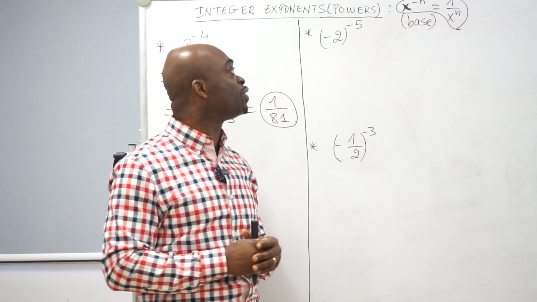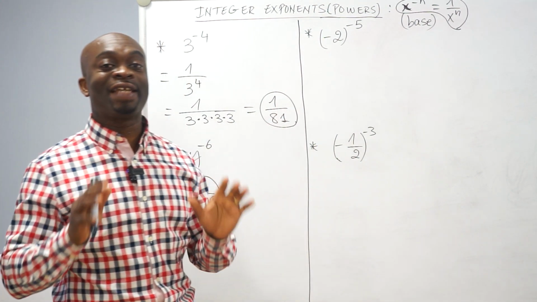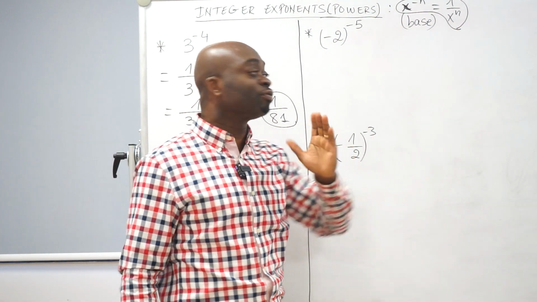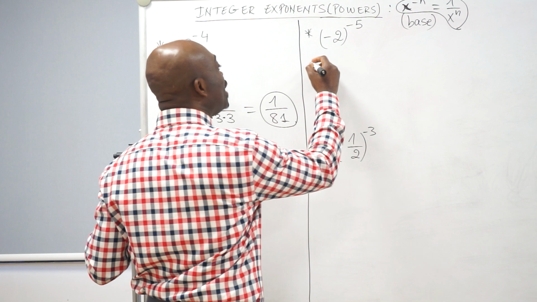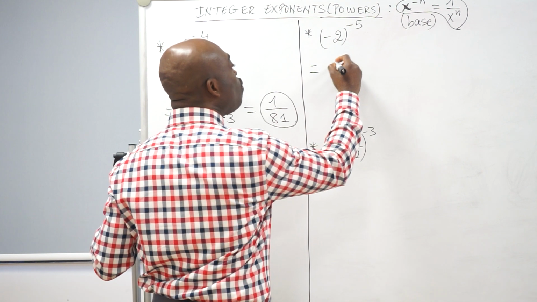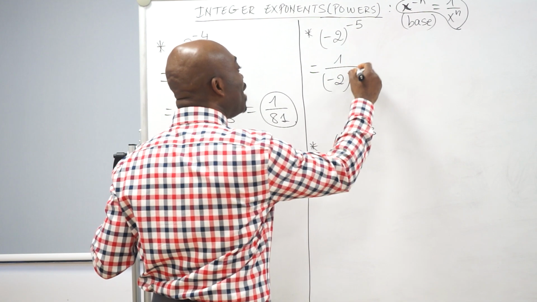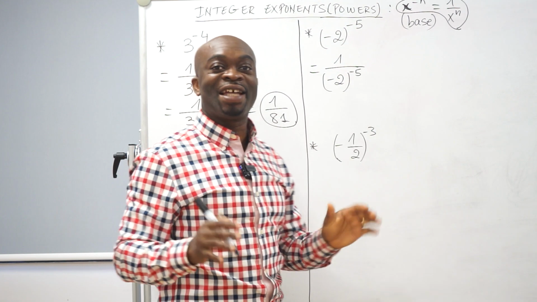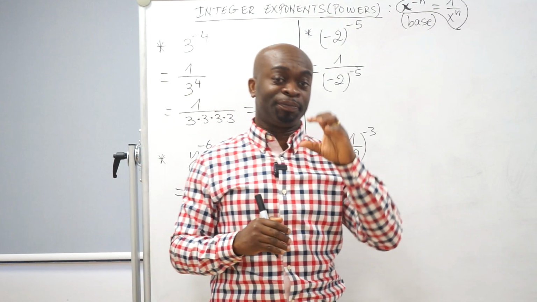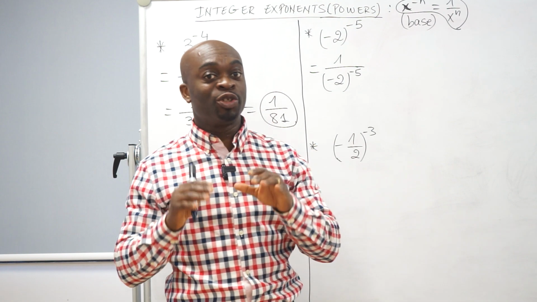This one is -2 to the power -5. So the same concept, following the rule, that's what we're going to do, right? So what does that mean? That means we have this one equal to 1 over -2 to the power +5. The common mistake that people make, we're always going to talk about those because we need to talk about those so that you know not to do it.